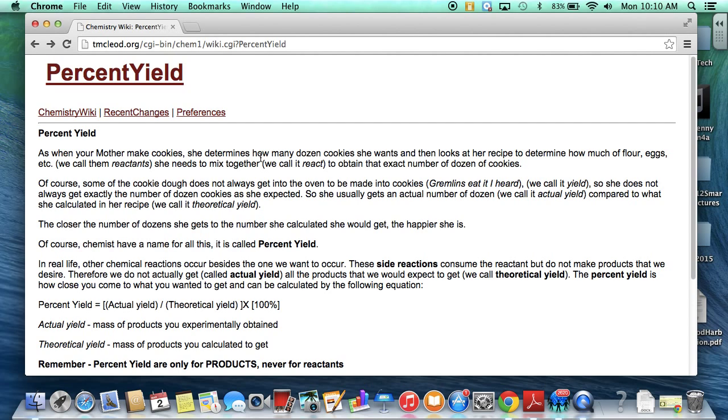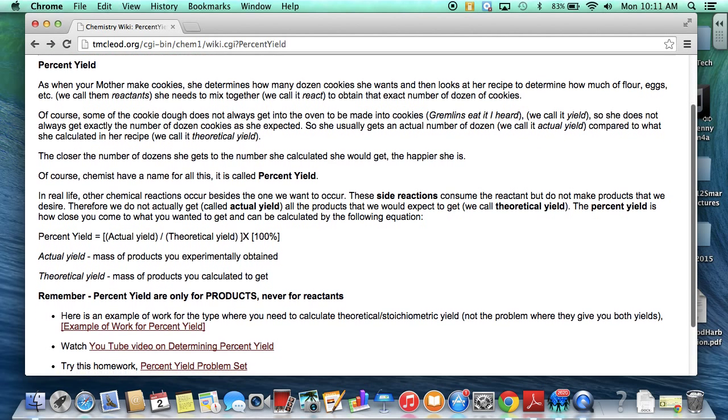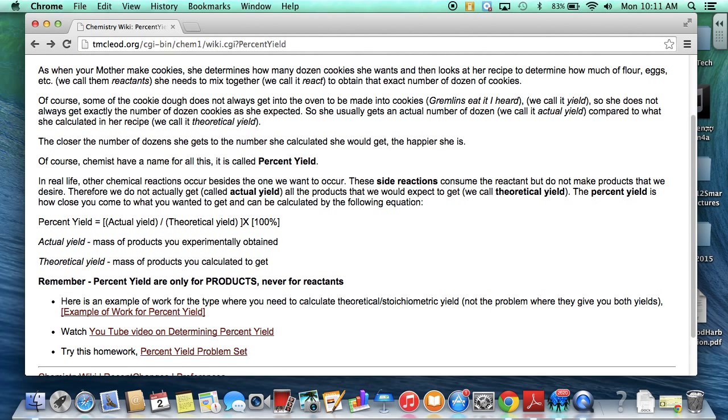Now, there are usually 2 different types of calculations or problems with respect to these kinds of percent yield calculations. One is a very simple one I just talked about, where they give you the actual yield, they give you the theoretical yield, and they ask you what the percent yield is. So you plug it into this equation here, and you get your answer. So that's the simple one.